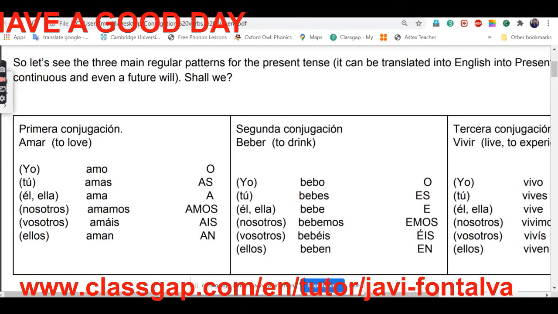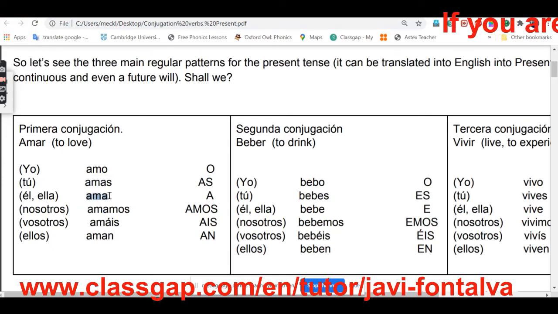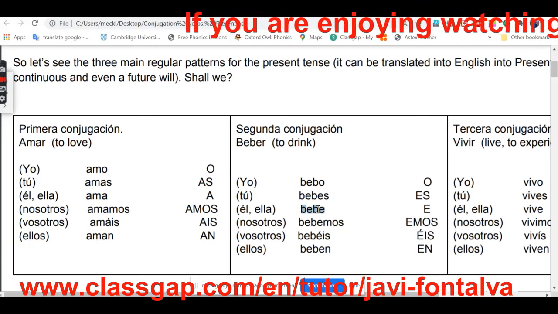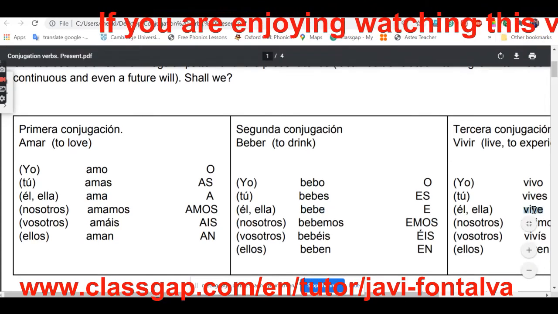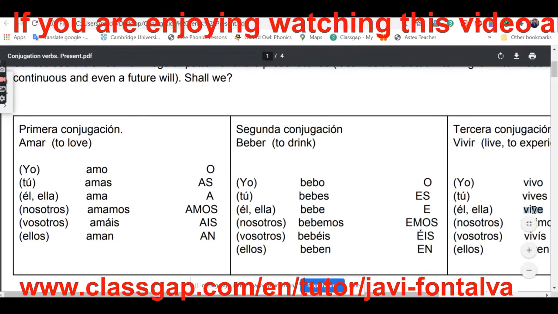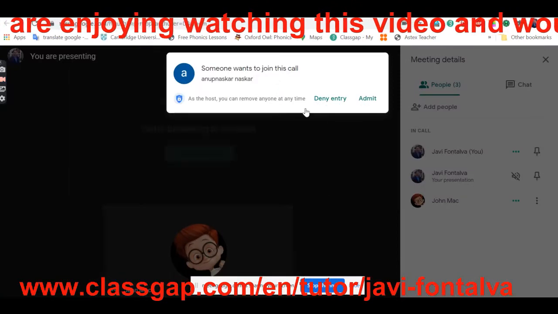And when you mean she or he dances, or she teaches, she drinks, it's pretty much the same. You just drop the S. So for example, ama, she loves. Baila, she dances. Bebe, he or she drinks. Vive, he or she lives. Oh, there's another one. Newcomer.